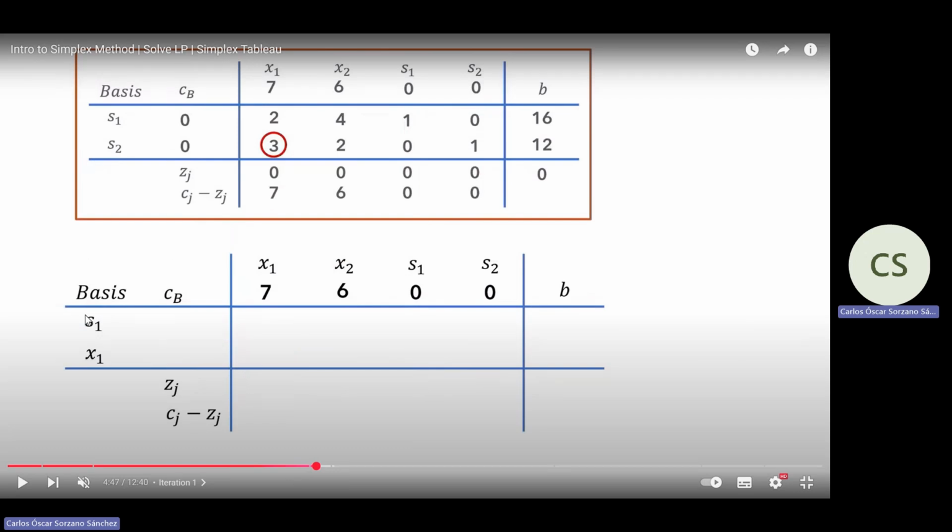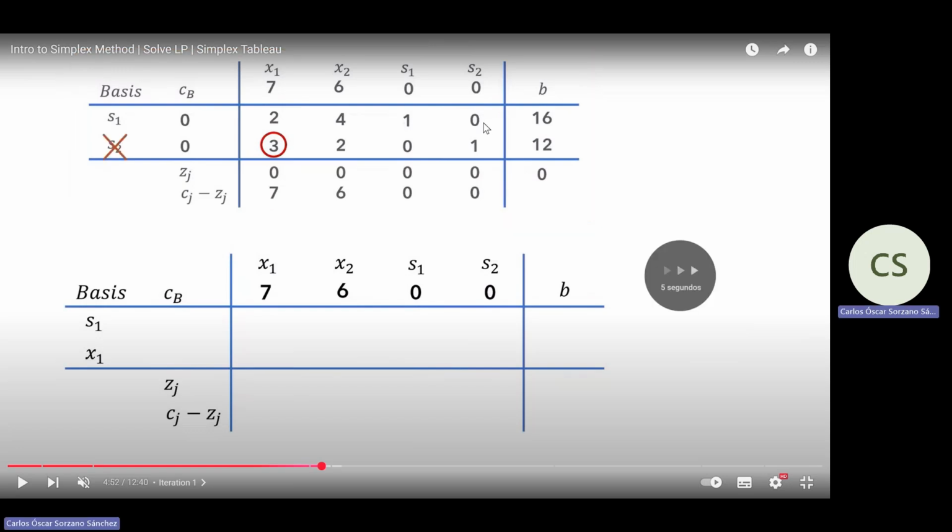So now it is like when you were solving an equation system. That element will be used to diagonalize the rest of the matrix. So we will make this 1, and to make this 1, you have to divide this row by 3. And then when you have it 1, you will subtract from the other rows. So let's do that.